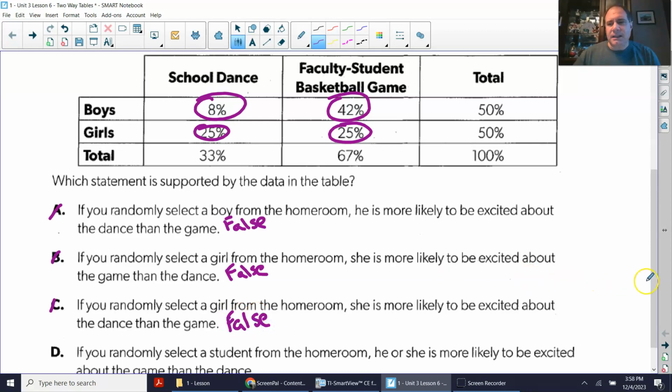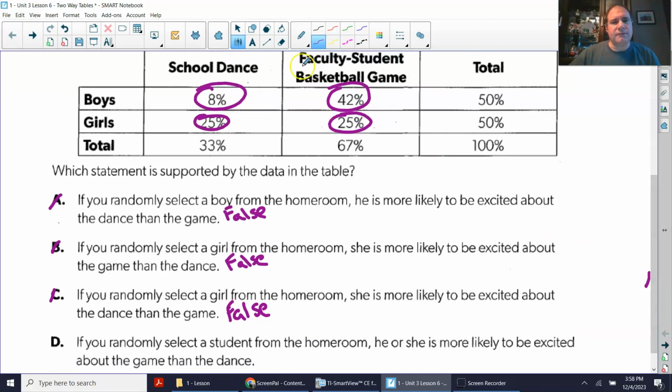And D says that if you randomly select a student from a homeroom, just a student, he or she is more likely to be excited about the game than the dance. So just take a look at all the students. They're more likely to be excited about that game. So that's the only one that's true. So D is your answer.